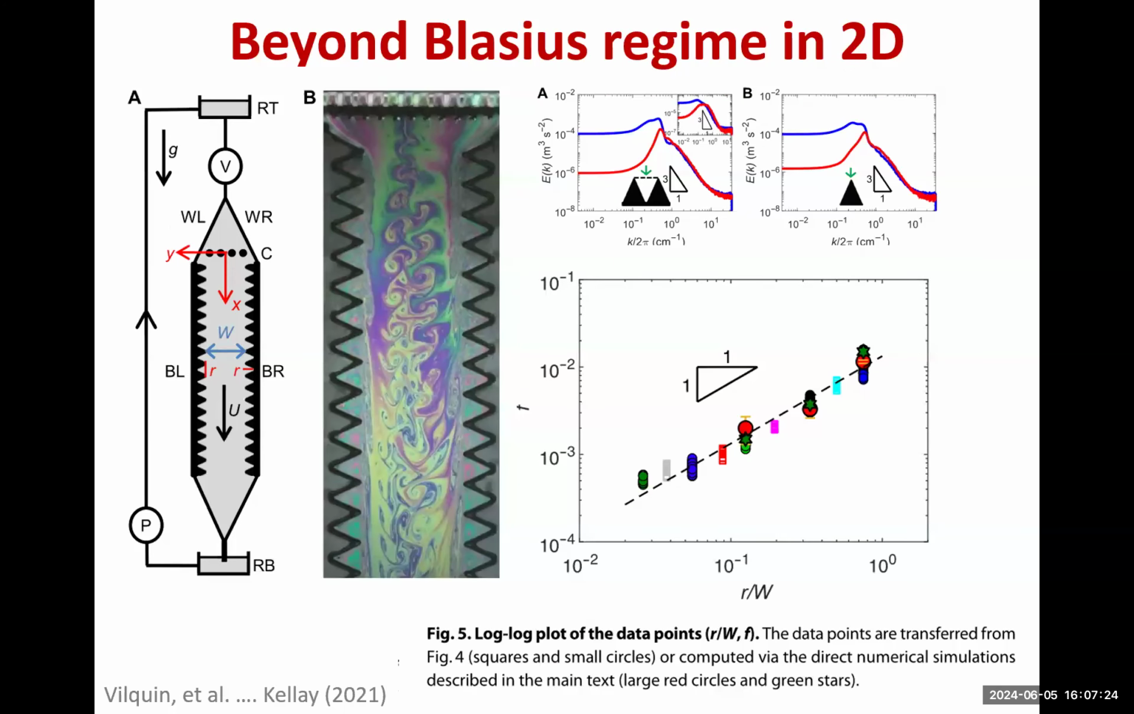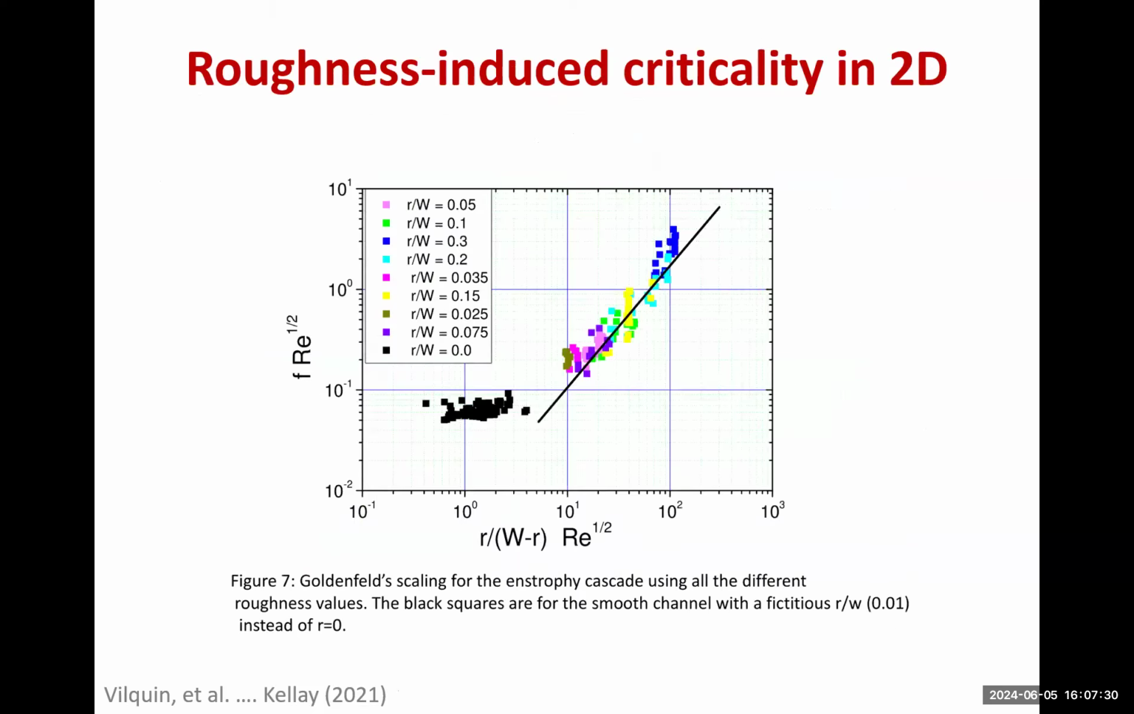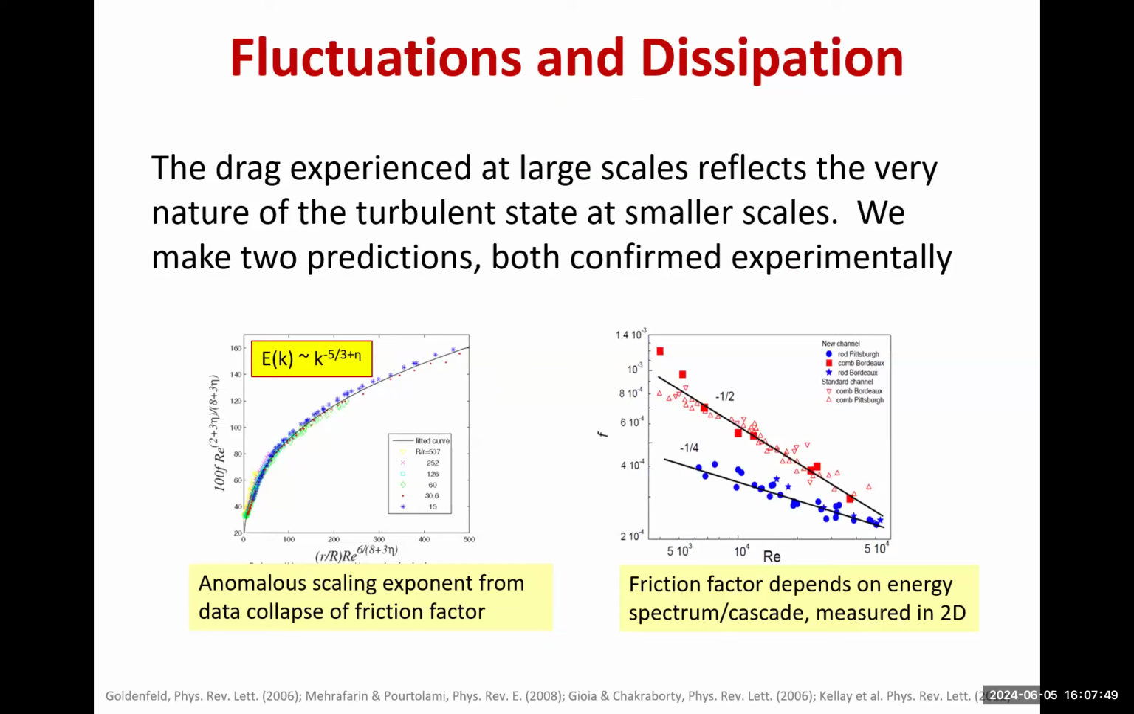When you did the experiment, you can see here is the friction as a function of roughness going as the first power, and here is the data collapse curve, which is friction factor times Reynolds to 1/2, versus roughness times Reynolds to 1/2. This is the analog of the data collapse that I showed you for the 3D pipe, and you can see for the 2D you get the data collapse as well. So what this tells you is that in turbulence, the drag at large scales reflects the very nature of the turbulent state at smaller scales. We made 2 predictions. Actually, we made 3, all confirmed experimentally.